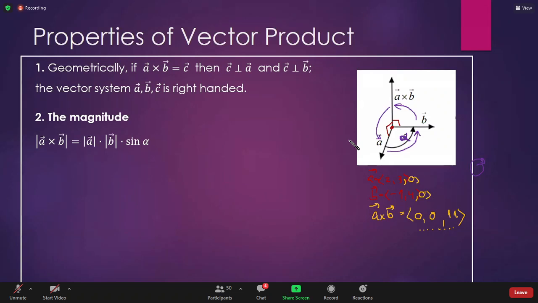Now the magnitude. I will have this property in a few seconds. Actually, the magnitude of A times B is the magnitude of A, magnitude of B, and sine of the angle between the two vectors. Remember the scalar product, interestingly.